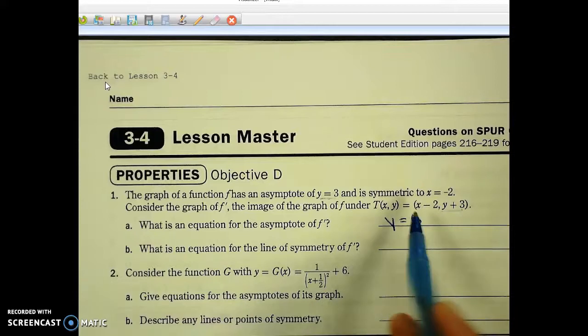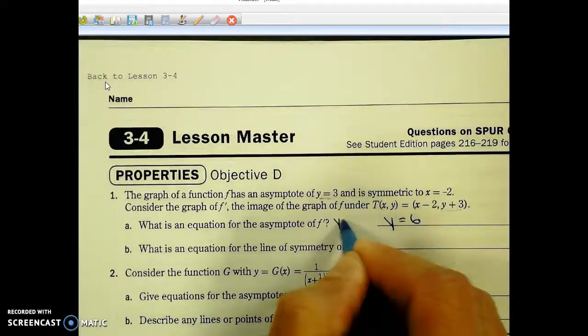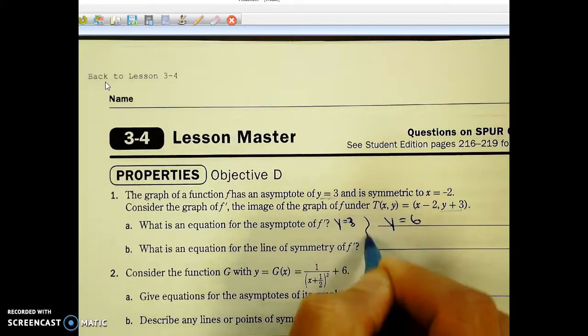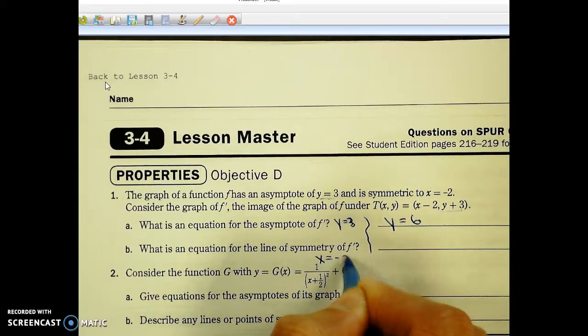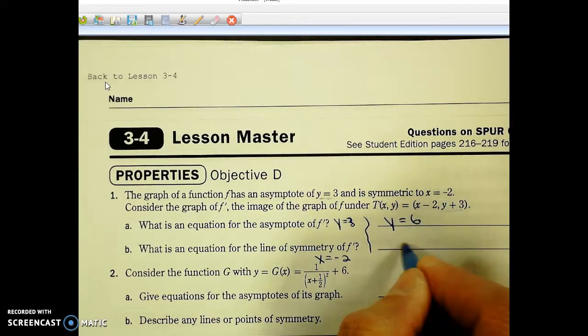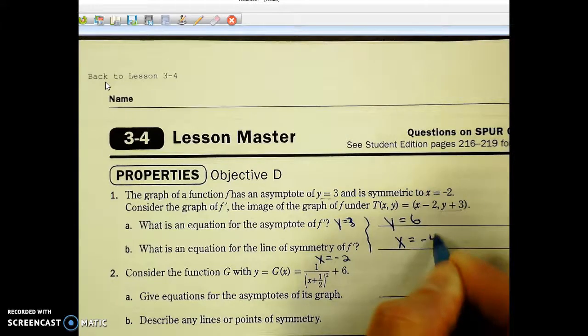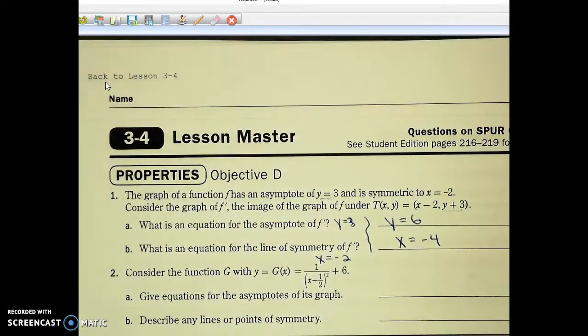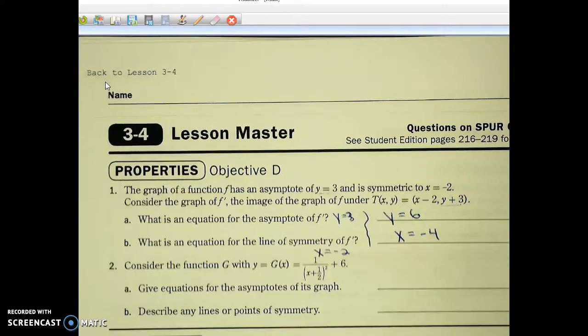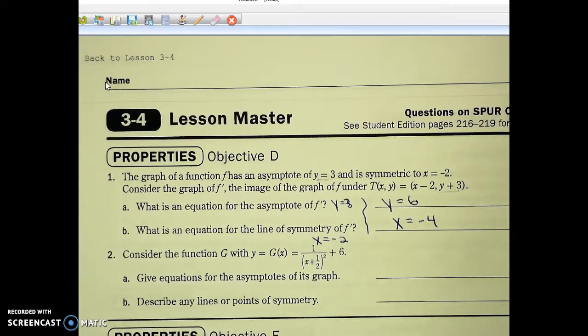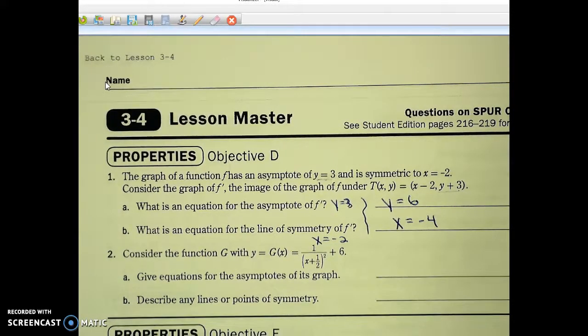The line of symmetry is equal to x equals -2, so again I'm going to apply this rule and I get a line of symmetry to be x is -4. So all I'm doing is taking that translation rule and applying it to both the asymptote and the line of symmetry.